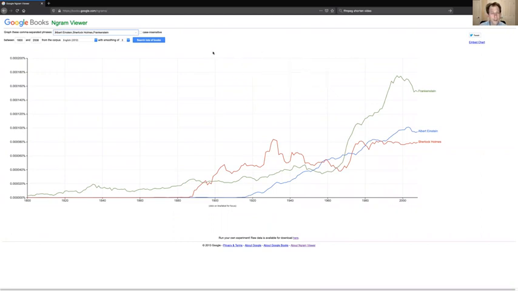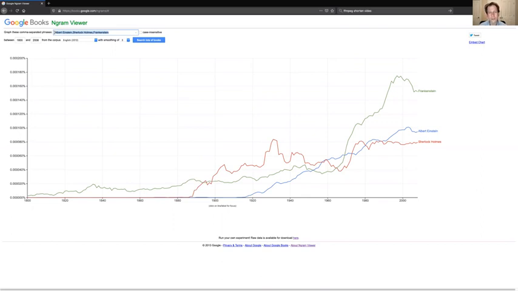It's an extremely powerful tool that allows you to see the relative frequencies of multi-word expressions of various types of your choice over time. And we'll use it to look at a couple of the binomials that we just looked at a moment ago. We'll start with the binomial calm and relaxed.